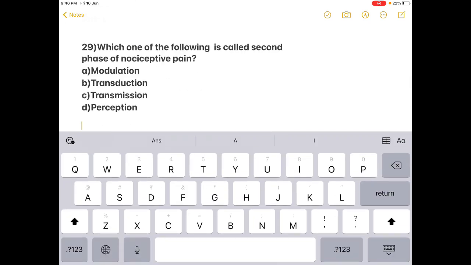Next question. Which one of the following is called the second phase of nociceptive pain? Option A modulation, option B transduction, option C transmission, and D perception. The correct answer here is C, transmission is the second phase of nociceptive pain.